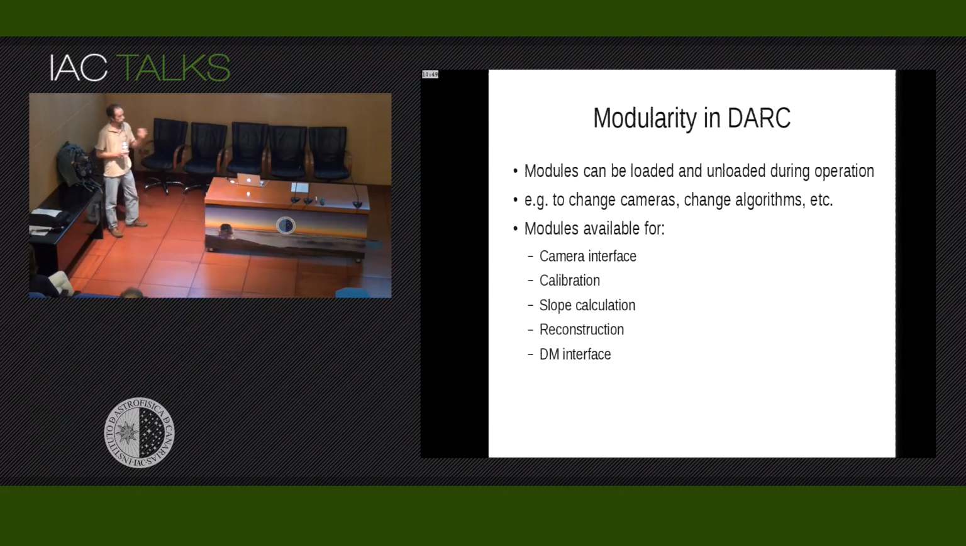So modules include modules for camera interfaces, for DMs, for calibration, for slope calculation, and for reconstruction. So if you want to change one of your algorithms while you're on sky, you can just unload one of these modules and load a new one in. We have actually done this, and it's useful for development as well. If you're in a lab and you realize there's a bug, you can recode it without having to stop your system. You just unload the module, load the new one, and on you go. We can unload and load modules while the loop is closed. So that gives potential for quite a lot of flexibility.